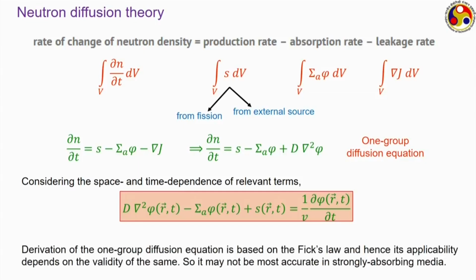The derivation of this equation is very much based on Fick's law, and so whatever limitations of Fick's law that we have mentioned in the previous slide, all of them are applicable here. So, there are situations like a strongly absorbing medium, a non-uniform medium, or a medium where anisotropic scattering is going on, where this is not applicable. Still, the one group diffusion equation is quite simple and offers us a reasonable solution in several situations, particularly to get a rough idea about the design, or an optimal design, of a reactor to attain the critical condition.